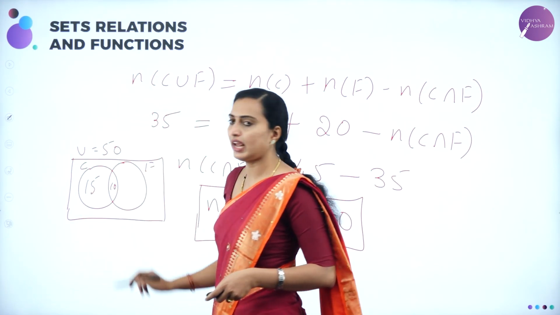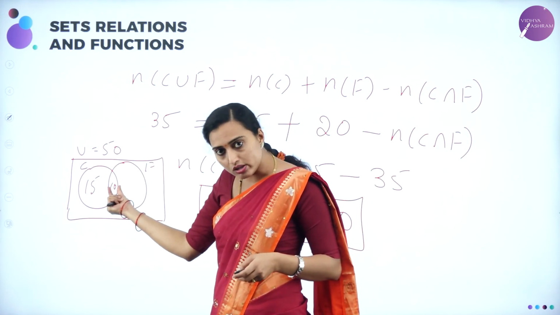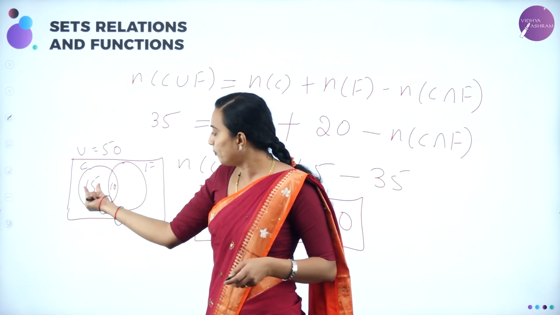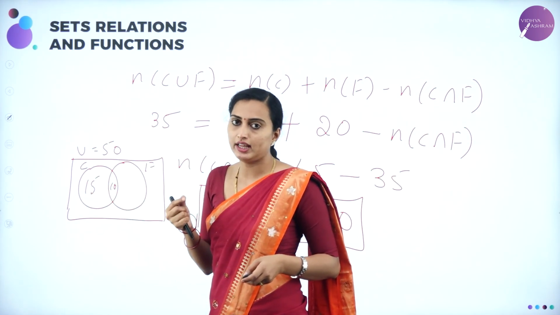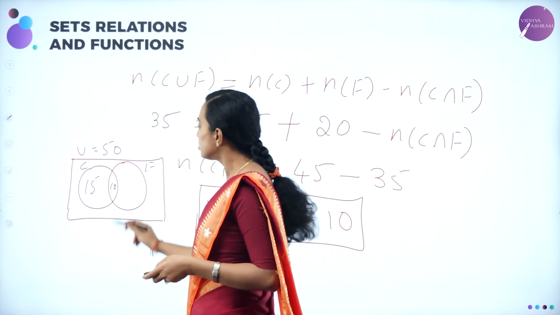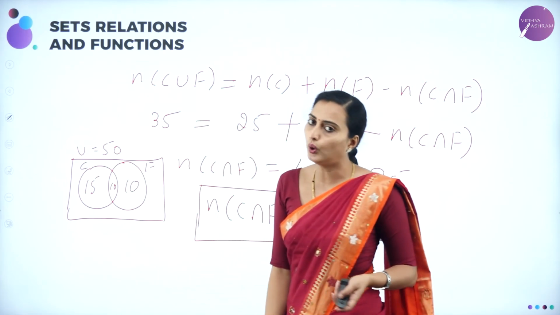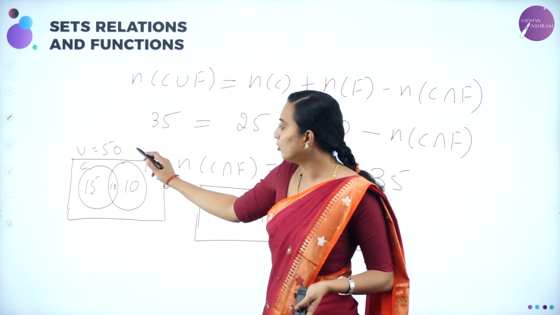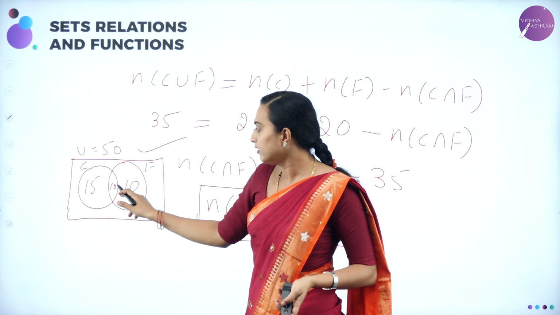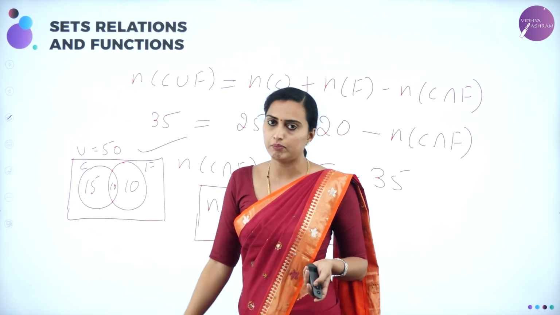So 15 plus 10, because intersection means both will play. Cricket students will also be there, football students also will be there. But here only cricket. So adding these two gives you 25: 10 plus 15 is 25. Similarly, here 20: already 10 are playing here, and the remaining 10 will be here. This is how the Venn diagrams will go. Are you getting this one? I think you got clarity about this. So 15 plus 10 is 25, and 10 plus 10 is 20. This is how the diagram will take place.